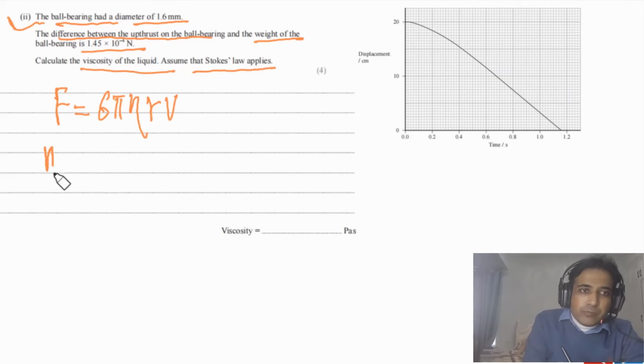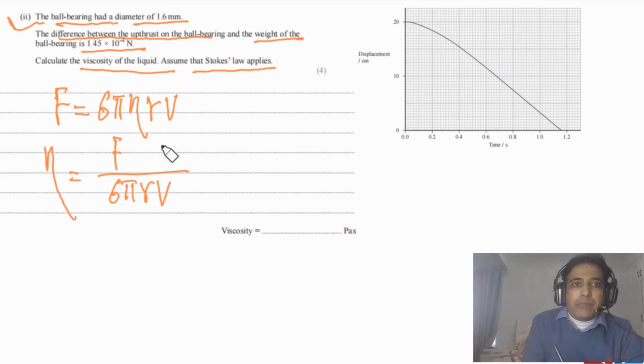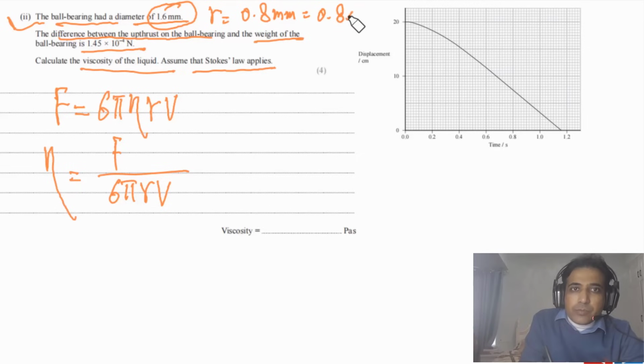We need to calculate viscosity. So viscosity will be equal to F, the drag force, divided by 6 pi R times V. We have the diameter, so we can find the radius from here. That will be equal to 0.8 millimeters, or we can say this is 0.8 times 10 to the minus 3 meters. So this one is the radius. So we have the value of radius, and we have the value of the force.